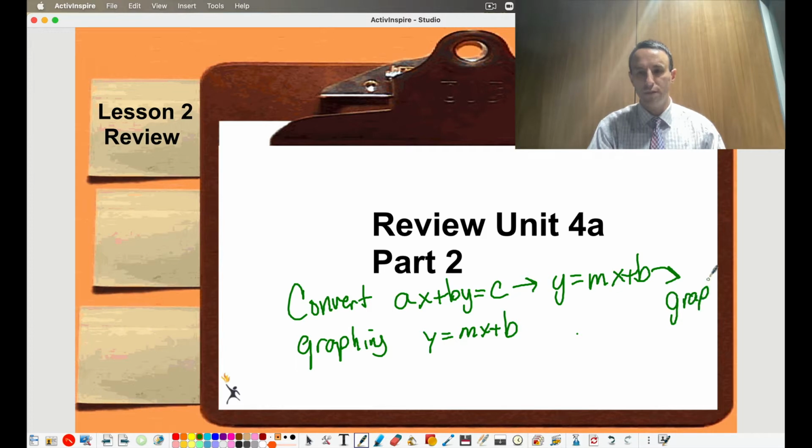So this has got 3 sections. Your homework has the same thing. It's got these same 3 sections. It's got solving things in slope-intercept. It's got converting. It's got graphing, just slope-intercept. Then it's got converting, then graphing in the same problem. So let's go ahead and kind of practice each one of those.